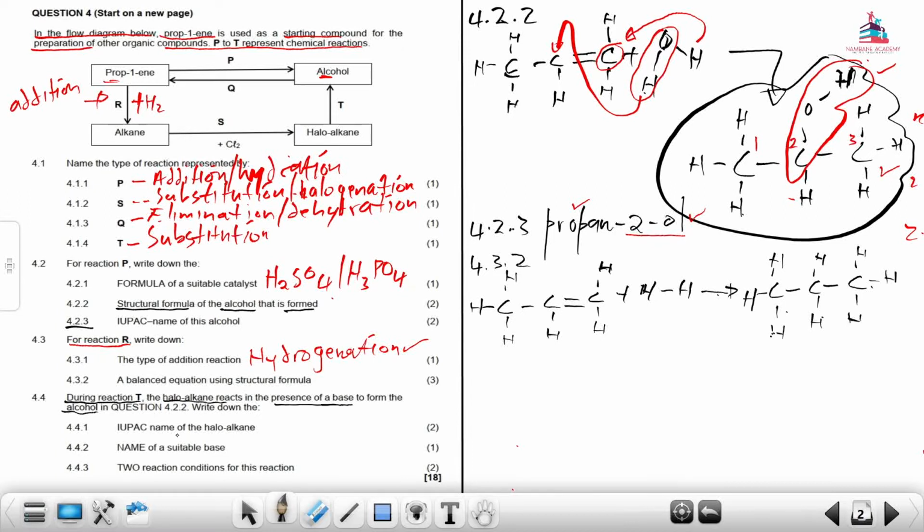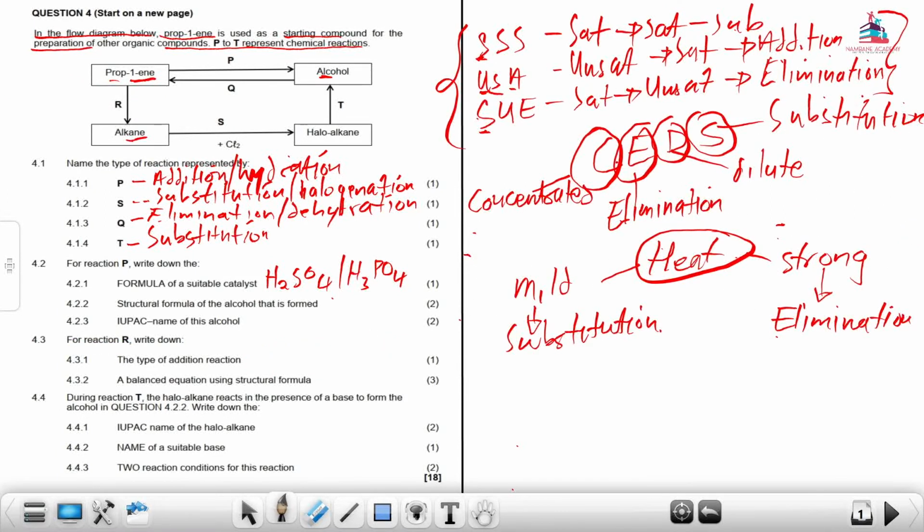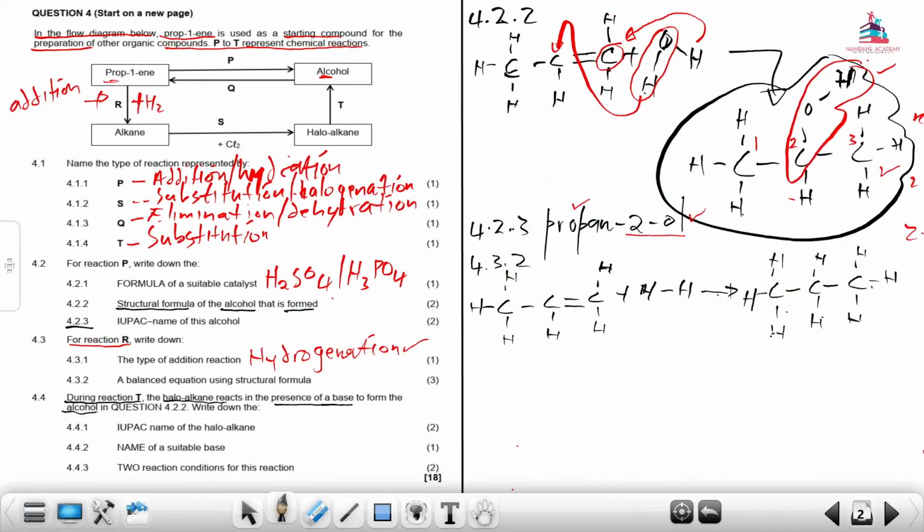IUPAC name of the haloalkane. Let's go back to this analogy of ours. Where are we starting? We are starting from a haloalkane, that is reaction T, moving to an alcohol. So it's saturated to saturated, so it is substitution. And what did we say? We said our alcohol is propan-2-ol.